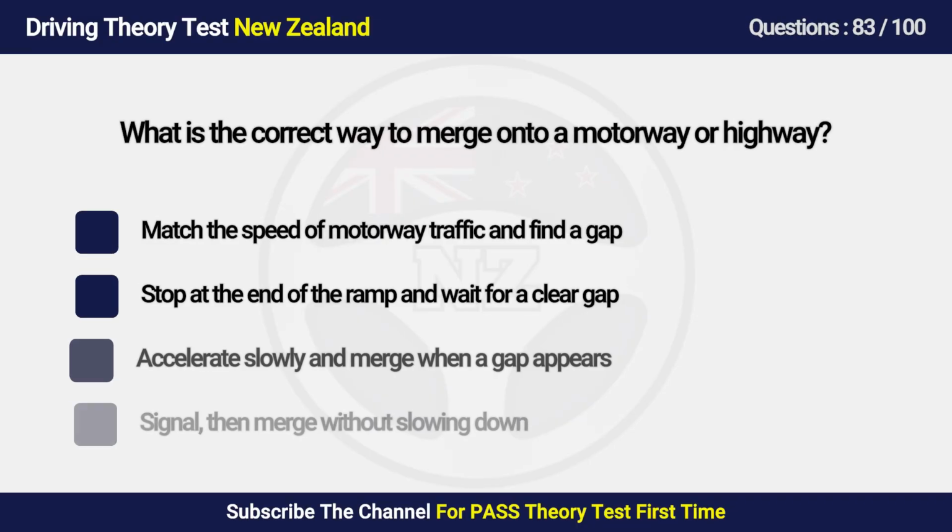Question 83. What is the correct way to merge onto a motorway or highway? A. Match the speed of motorway traffic and find a gap. B. Stop at the end of the ramp and wait for a clear gap. C. Accelerate slowly and merge when a gap appears. D. Signal, then merge without slowing down.